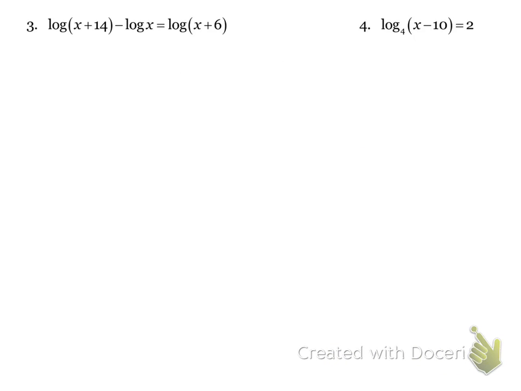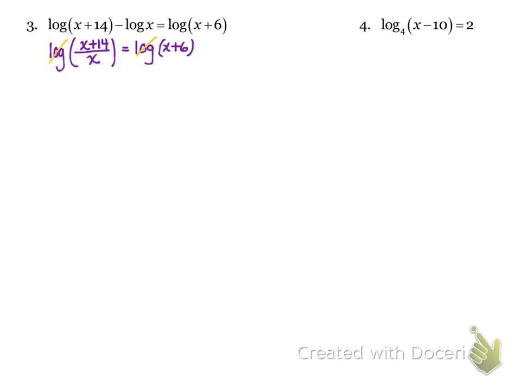Okay, so looking at number 3, I see that I have logs on both sides of my equal sign. So I can foresee that I'm going to use the uniqueness property, but before I can do that, I can't cross out the logs unless it's a single log equal to a single log. So on this left side, I'm going to combine it by using the quotient property. So I'll have log of x plus 14 over x, which is equal to log of x plus 6. So now that I have a log equal to a single log, I can cross these out.